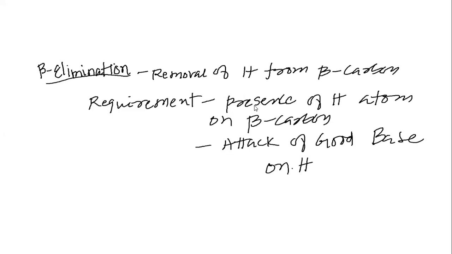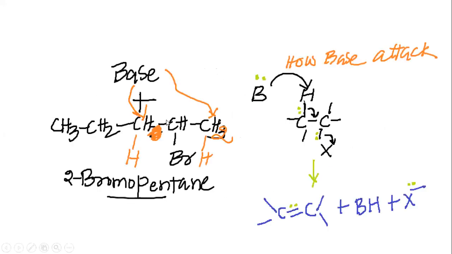What are the requirements for this beta elimination reaction? So the first requirement is there must be hydrogen present. There must be hydrogen present on the beta carbon. And the second one is that there should be attack of a good base which is available for the attack.